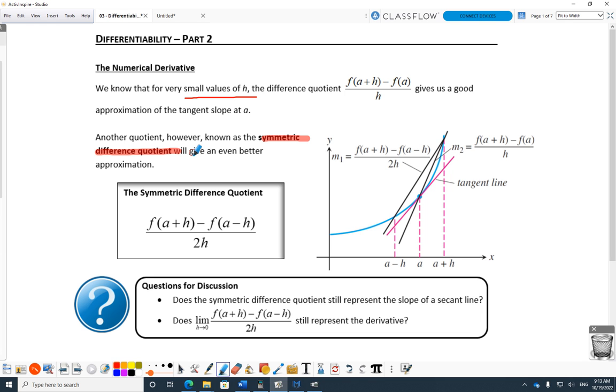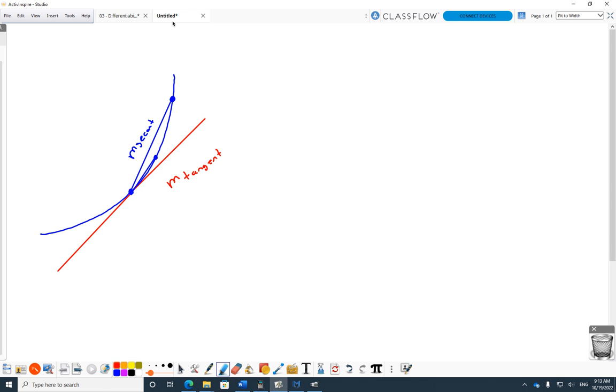Because look, back to my diagram here. If instead of just choosing the point of tangency and some point to the right, I could have done way better, and I'll do it in St.